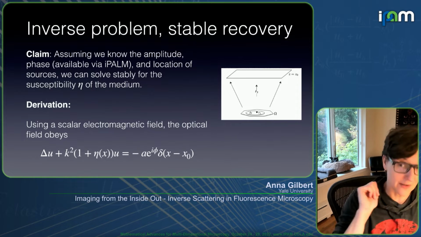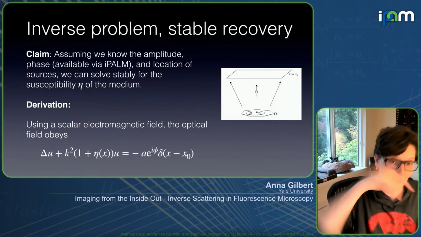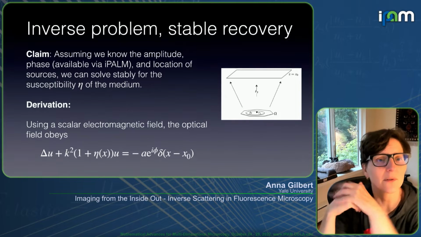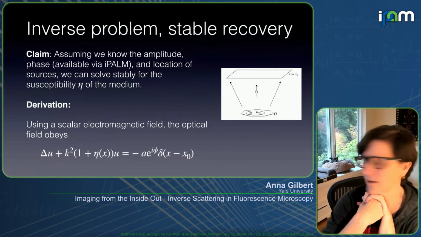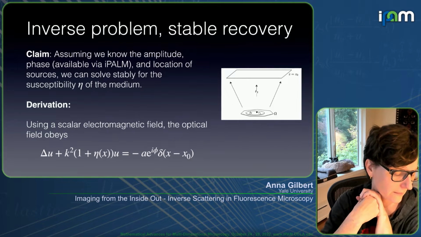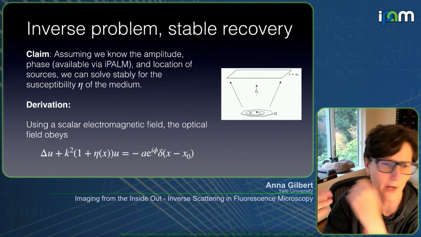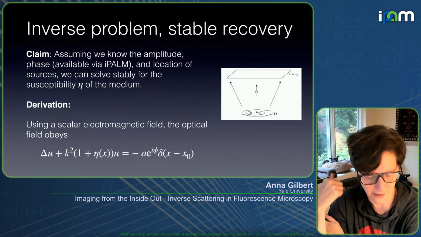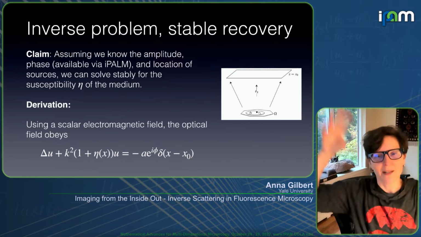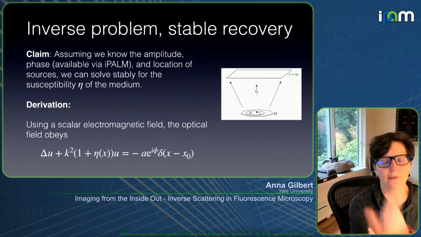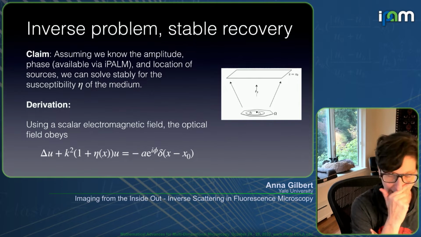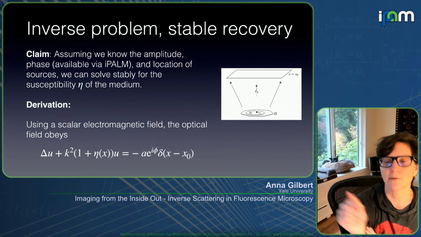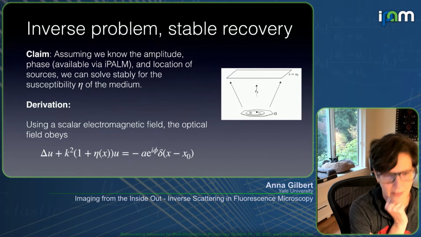So assuming that we know the amplitude and the phase of these fluorophores, which actually is available via IPAM. IPAM was cooked up after PALM, and the I stands for interferometry. And so if you know the amplitude, the phase, and the location of the sources, then you can solve stably for the susceptibility of the medium inside the object.